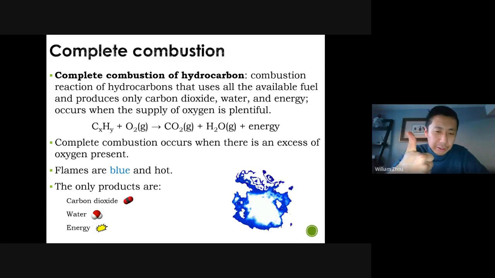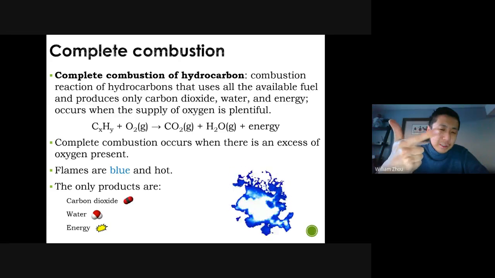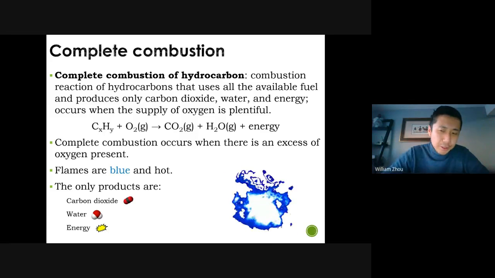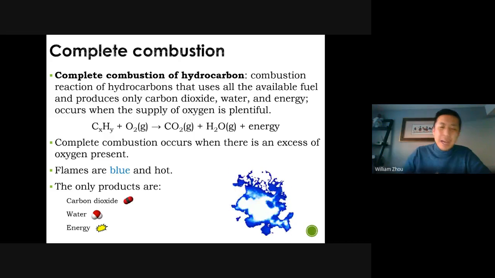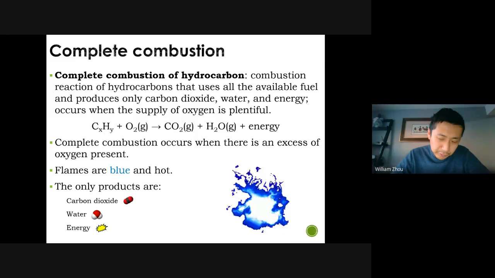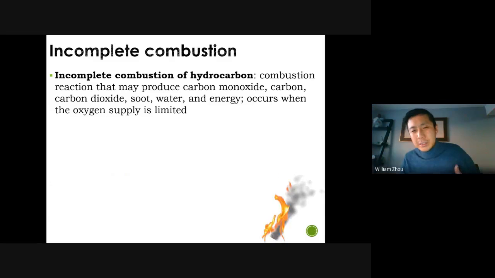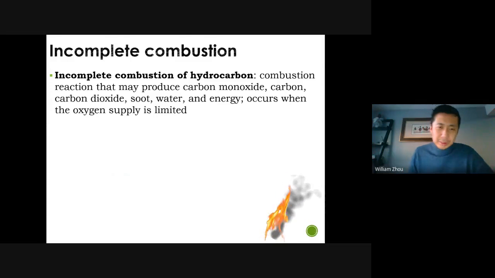Excess oxygen. You have blue and hot flames. You make CO2, water, and energy. Okay, you need to know the equation. You need to know how to balance this equation. Okay, so let's move on to incomplete combustion.